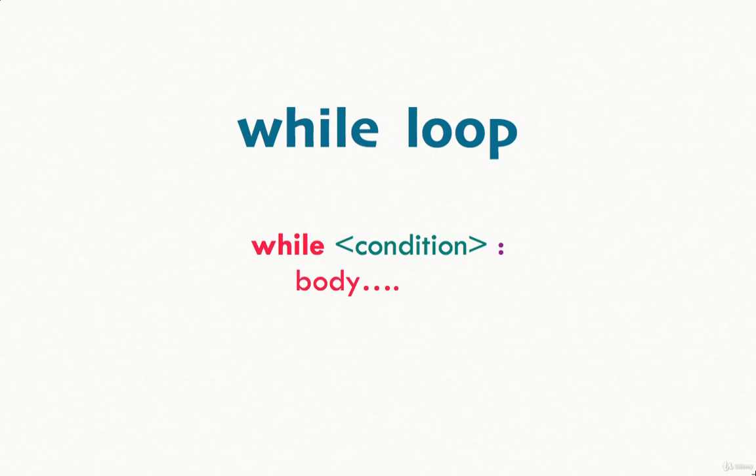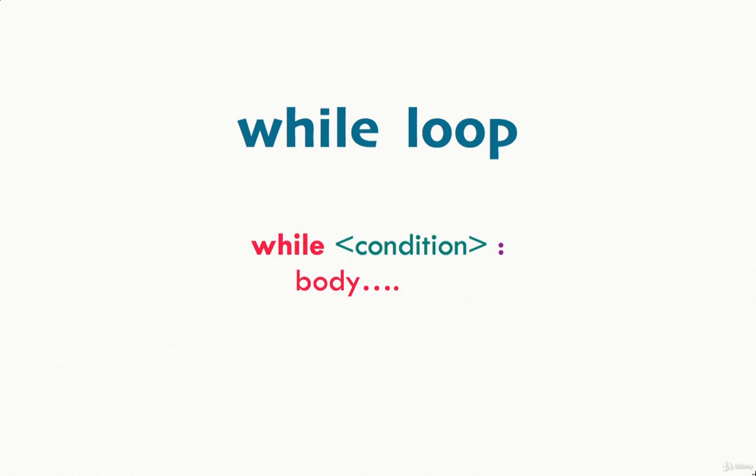In this session, we will learn about while loop. While loop is another form of loop. While loop starts with the keyword while followed by a condition that needs to be true for while loop to execute the body of loop. So as long as condition is true, loop will continue, and as soon as condition becomes false, while loop will stop.